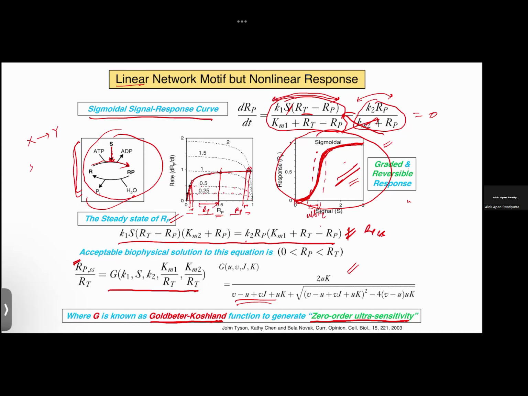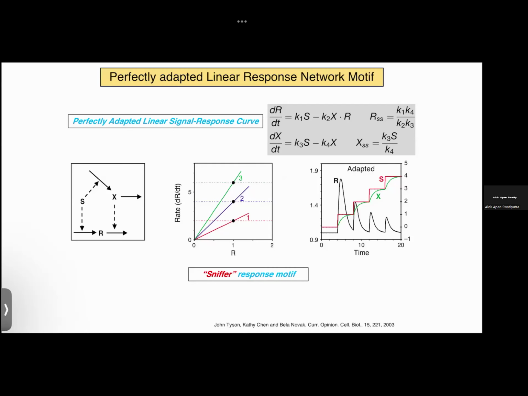So let us take a look at some motifs. This is something called a perfectly adaptive linear signal response curve, and I will explain. For example, you have some signal which helps in production of a protein R, and that same signal helps in the production of another protein. Let's assume that protein is X. And this protein X degrades R. Or not directly, it helps in the degradation, so it positively affects the degradation of R. And definitely X will also have its own degradation.